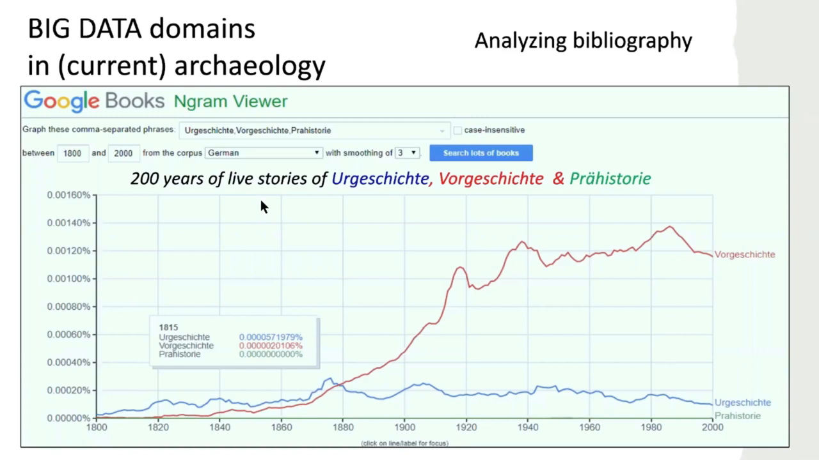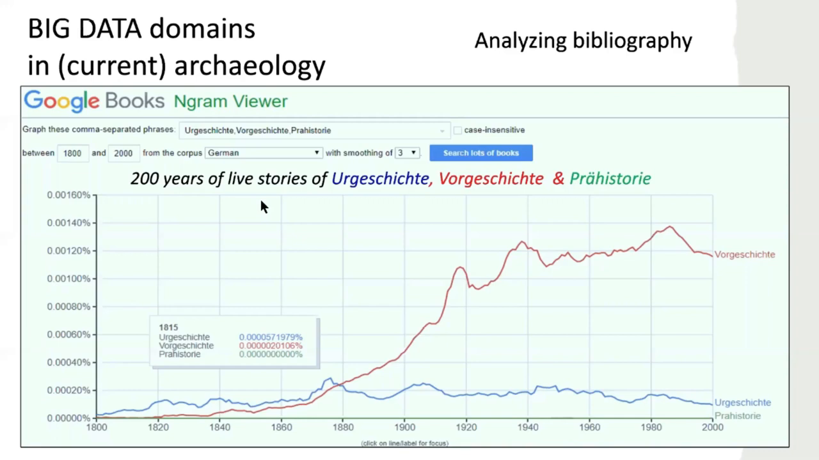Millions of different books are stored and indexed. And here is just one little case I have presented elsewhere already. In the German language, take three synonyms and look at their frequency through time. Forget "prehistory", it's very rare. But if you look at the terms Urgeschichte and Vorgeschichte, you can see that Vorgeschichte starts to dominate after the 1880s, and Urgeschichte is somehow at the same level until today.